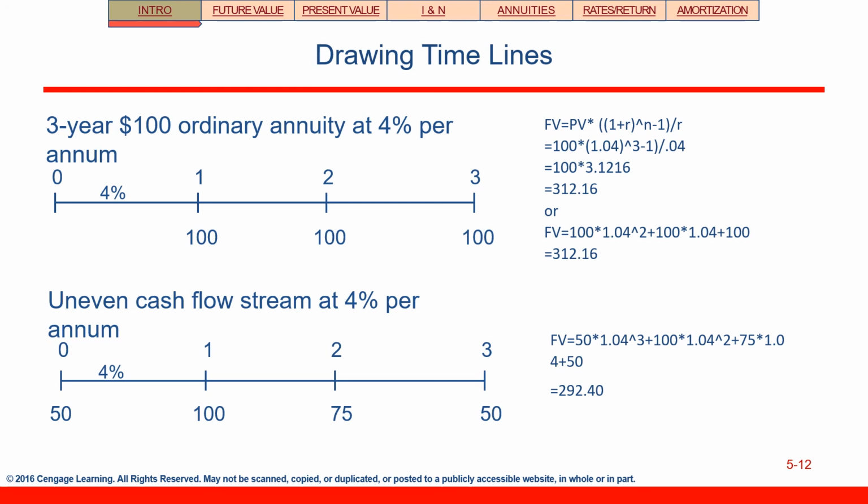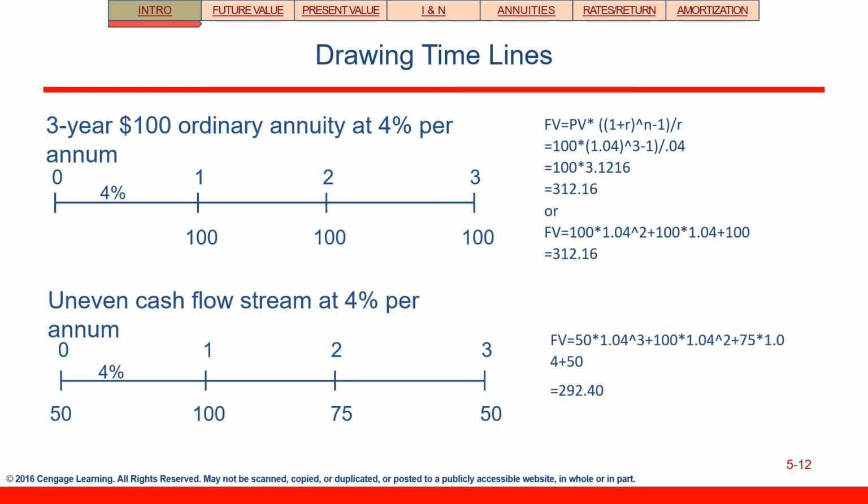So your formula would be future value is equal to the payment times the future value annuity factor of 1, which is 1 plus r raised to the n power, minus 1, and then divided by r. Okay? So, 100 times 3.12161. So our future value there is 312.16. Or you may use the manual way.